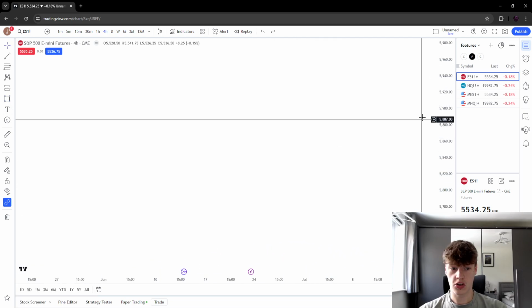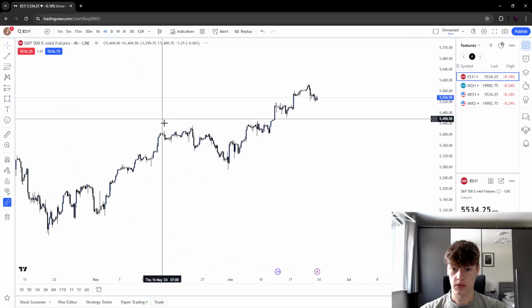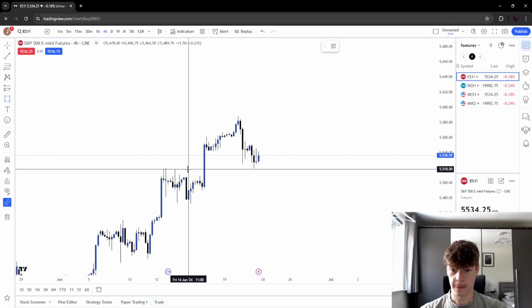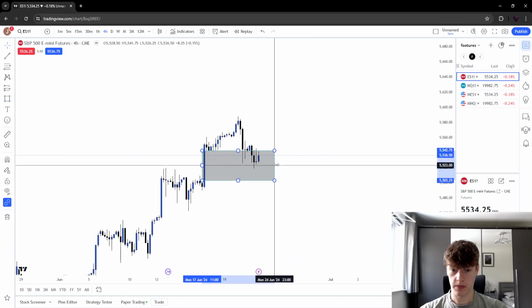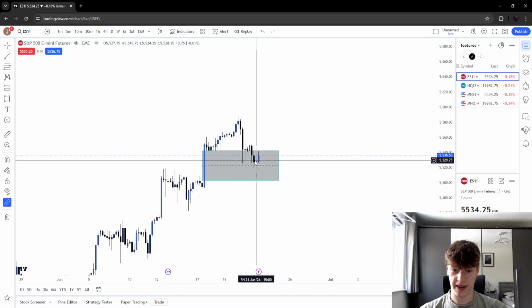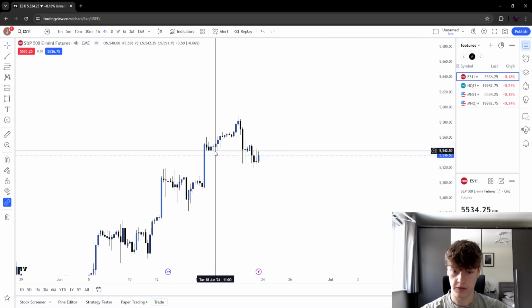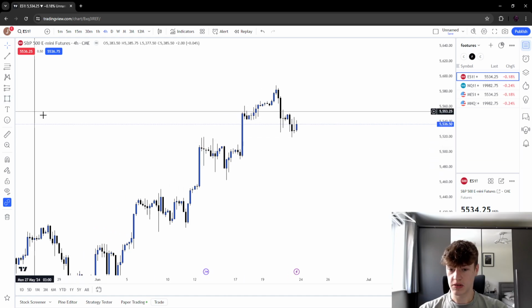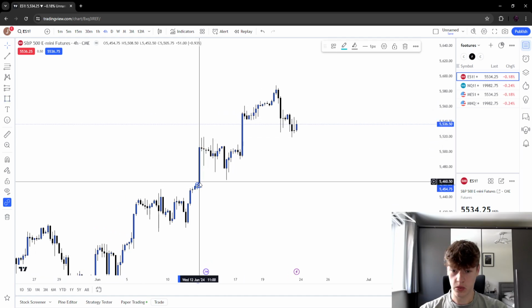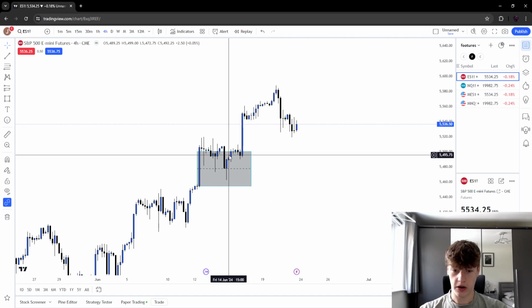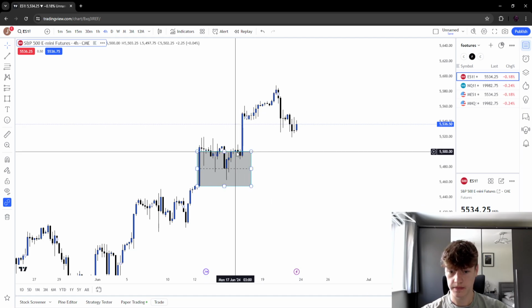Jumping into the chart, you can see there's one right here. Top of this wick, bottom of this wick, big move up. Price wants to come back in, fill it out, and it's likely going to go up from here. Similar to this one, wick to wick, fill it out, go higher. Happens on every time frame.